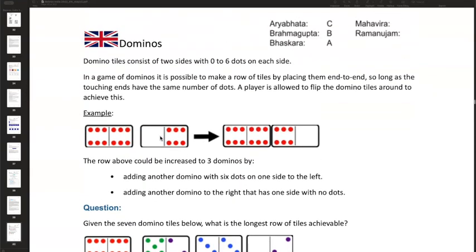This next question is about dominoes. If you've ever played dominoes, you might remember the rules: if you have a few domino pieces, you can arrange them such that the sides with the same number of dots are aligned. So this one we can arrange such that this domino piece touches this domino piece because this side and this side both have 6 dots each. And now we can add one more domino over here, which has one side empty and the other side with some number of dots. This is how dominoes work. Is everybody understanding?